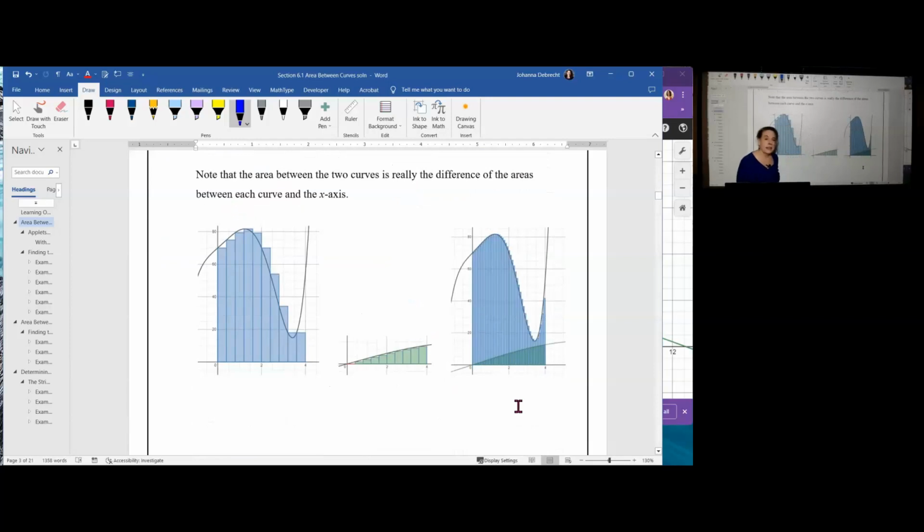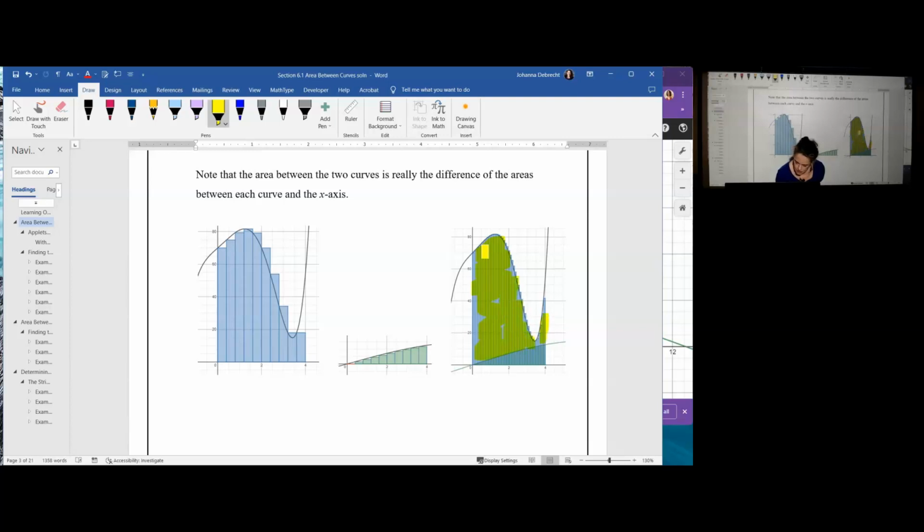In this example right here, what I've done is I've separated out the two separate pictures. Here is the area, the net area, using a left Riemann sum that is under the fifth-degree polynomial. This green shaded area in the middle is the area, the net area, under the lower function g of x. And to get the area between them, I want to take this area in blue and subtract the area in green. And when I'm done, that will give me just the area that's between the two curves, which includes the small strip right there.